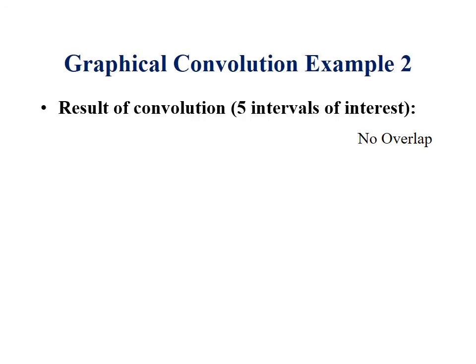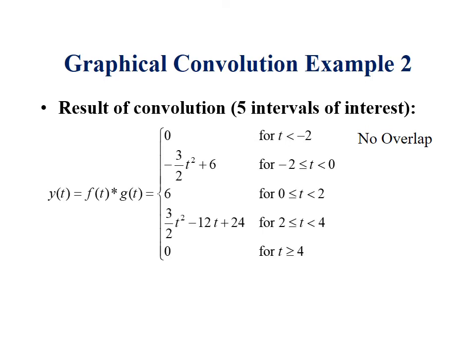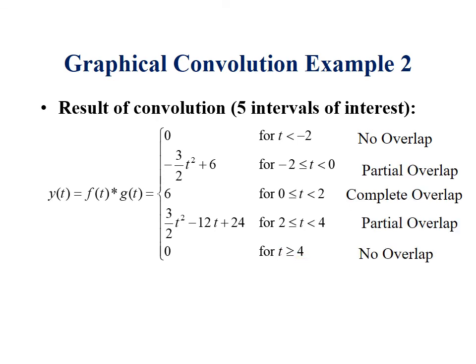Hence the solution of the problem with 5 intervals is as shown here. y of t is the convolution of f of t and g of t, given by 0 for t less than minus 2, minus 3 by 2 t square plus 6 for t between minus 2 and 0, 6 between 0 and 2, and 3t squared minus 12t plus 24 for t lying between 2 and 4, and 0 for t greater than 4. These regions are defined as no overlap region, partial overlap region, complete overlap region, partial overlap region, and finally the no overlap region.